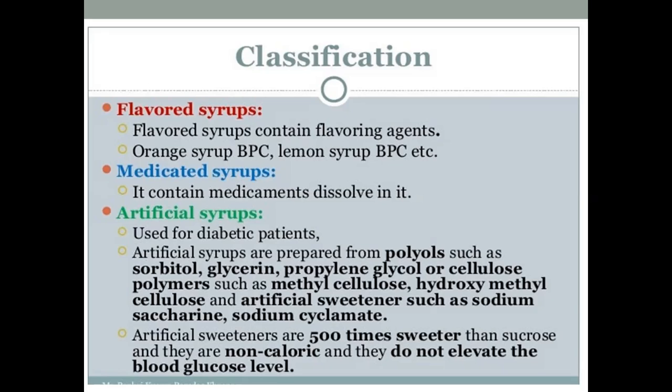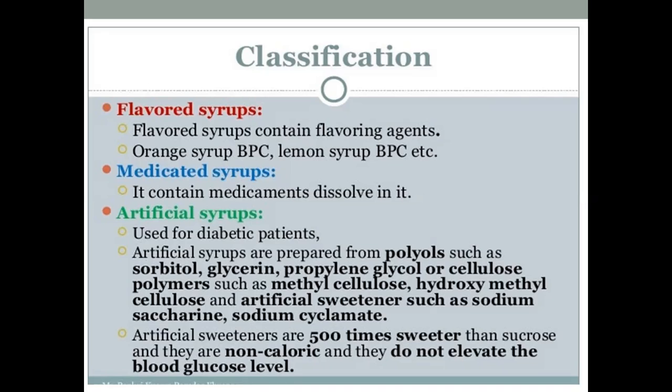Lemon syrup, BPC. These are the examples of flavored syrup. What is meant by BPC? We already discussed in the first unit the full forms of IP, BPC, BP, USP. British Pharmaceutical Codex, which is the standard for this preparation. So these are the examples of flavored syrup. Then next, artificial syrup. They are used for the diabetic patient.